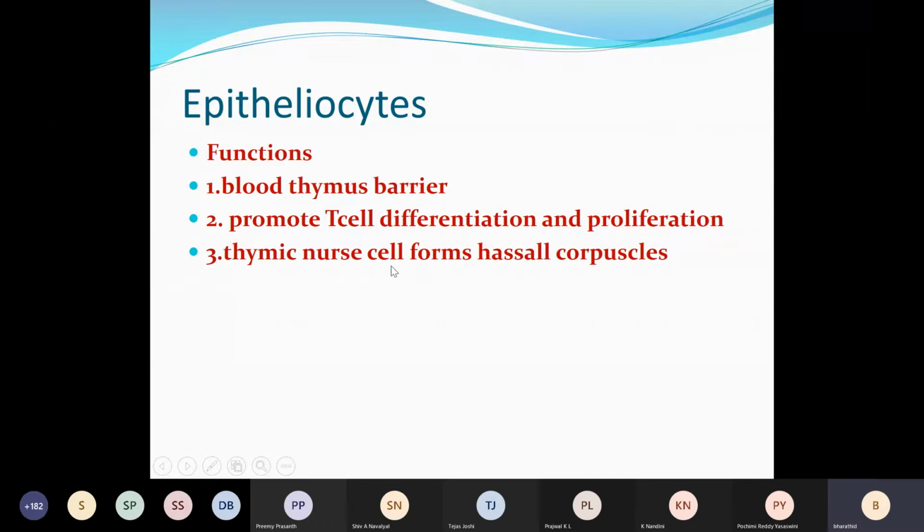Thymic nurse cell forms Hassall's corpuscles.